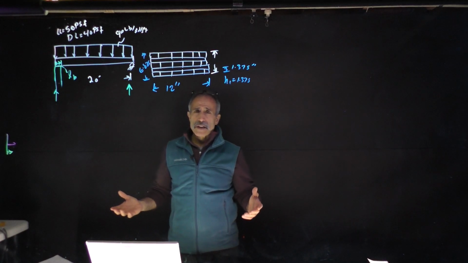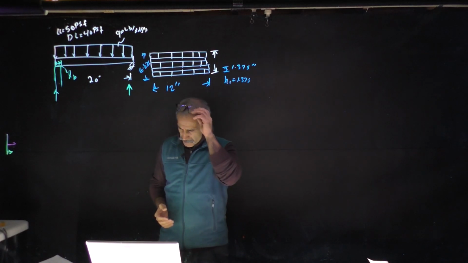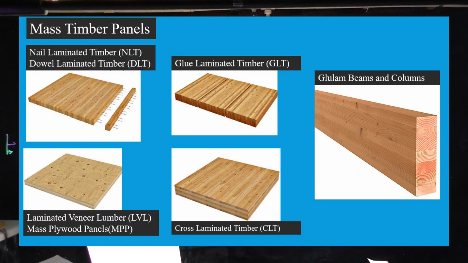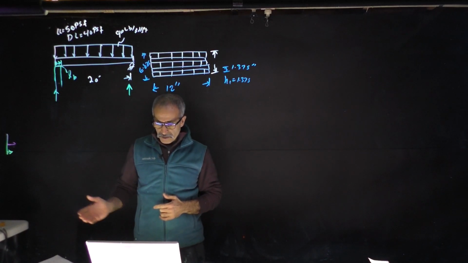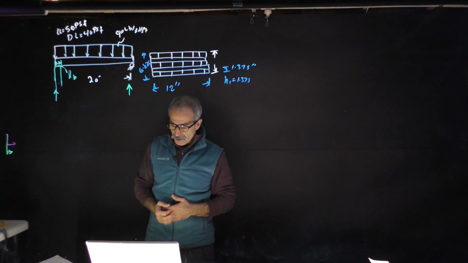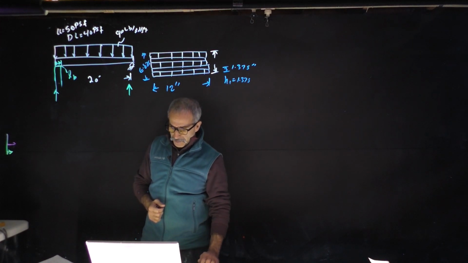What is mass timber? There are a number of types: nail laminated timber, glue laminated timber, laminated veneer, and dowel laminated timber, and then you have cross-laminated timber, CLT, which most everybody uses. CLT was first patented in France in the mid-1980s, and later developed in Germany in the 1990s.